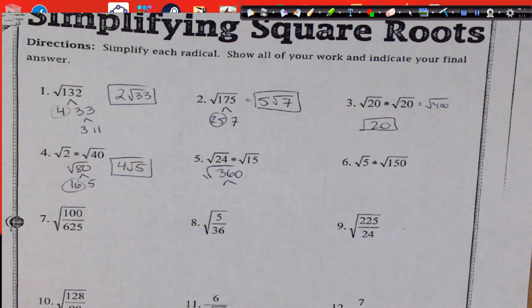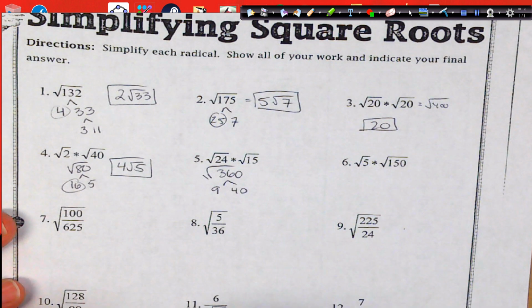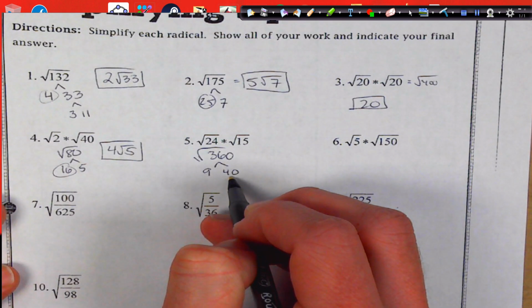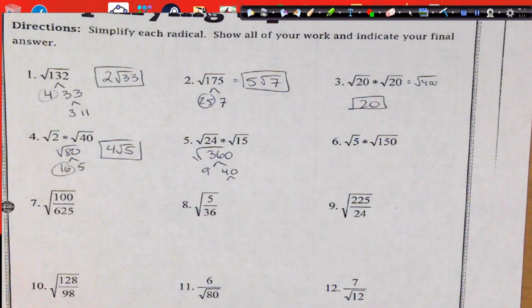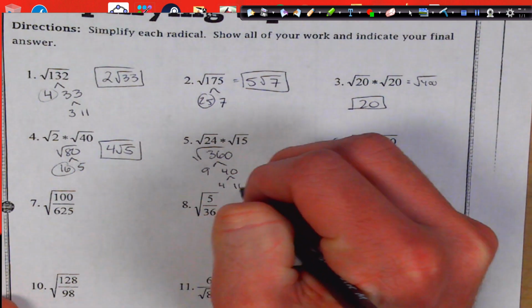Let's see if 9 goes in 40 times. Okay, that's not bad. And then this is going to be, let's see, 4 will go in 10 times. Let's go ahead and start with that, 4 and 10.